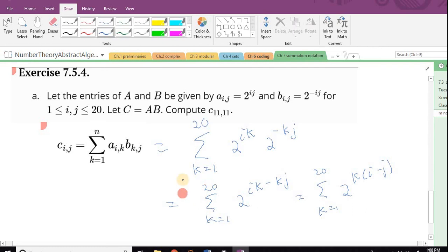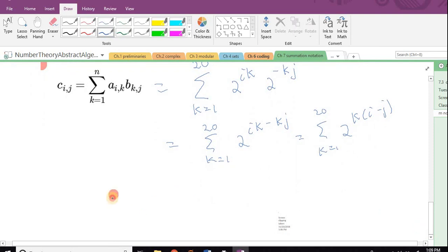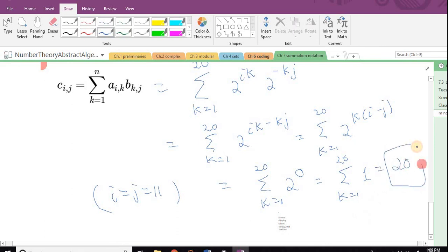All right, but now look what we have. I and j are 11. So i equals j equals 11. So what does that give me? K is 1 to 20. Just plug them in. 2 to the what? To the 0. Okay. So that's the sum k equals 1 to 20 of what's 2 to the 0? 1. All right, so what's the answer? 20.